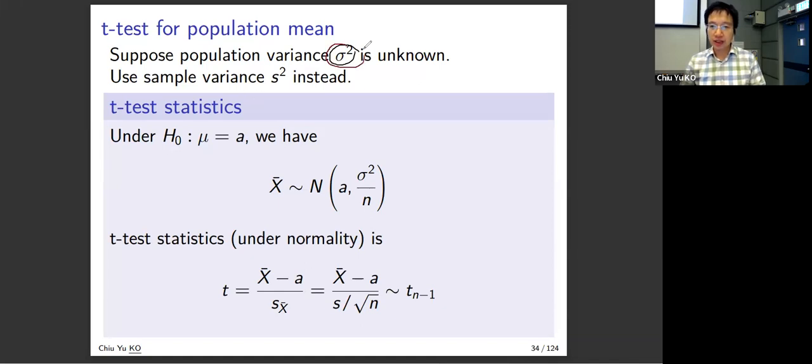The question is, I have no idea of sigma square, which is usually the case. I have used S square, the sample variance. Do note that, although I didn't explicitly say it, there is an important assumption behind it if I don't use sigma square in Z square, which is that I assume the population follows a normal distribution. There's a bell curve in the background, okay?